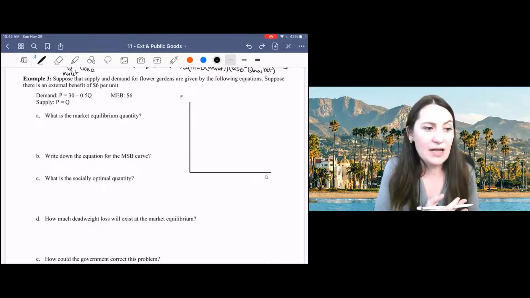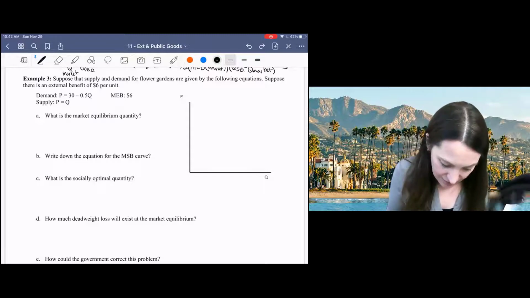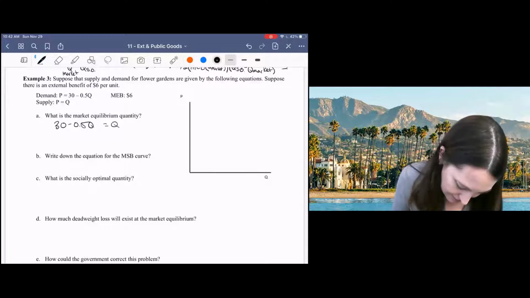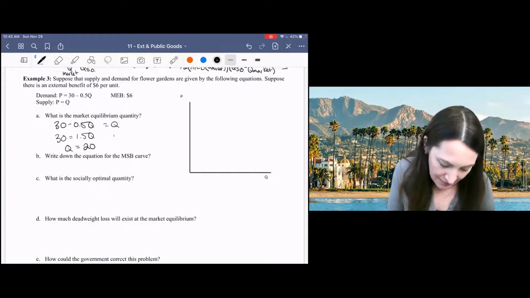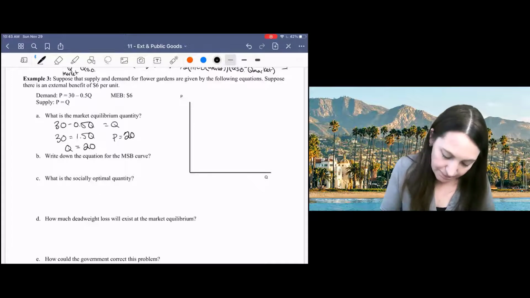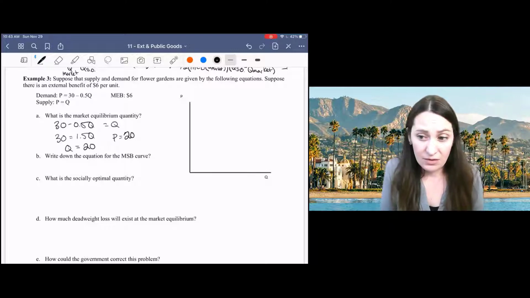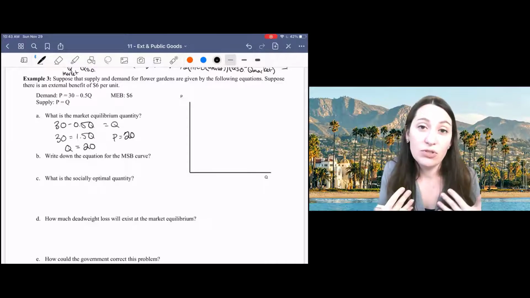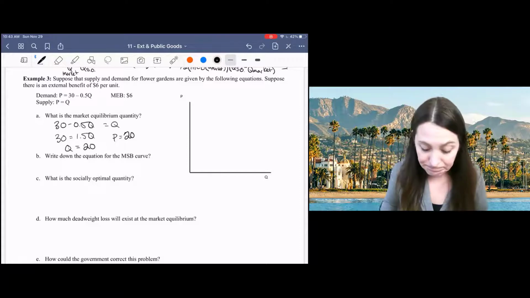So I'm going to start here by calculating the market equilibrium. Of course, we'll do that by setting supply equal to demand. And we get 30 equals 1.5 Q. So Q is going to be equal to 20, and P would also be equal to 20. You'll notice that in these problems, price is much less important than the quantity, particularly at the socially optimal quantity, because there are multiple prices that can result in the socially optimal quantity.